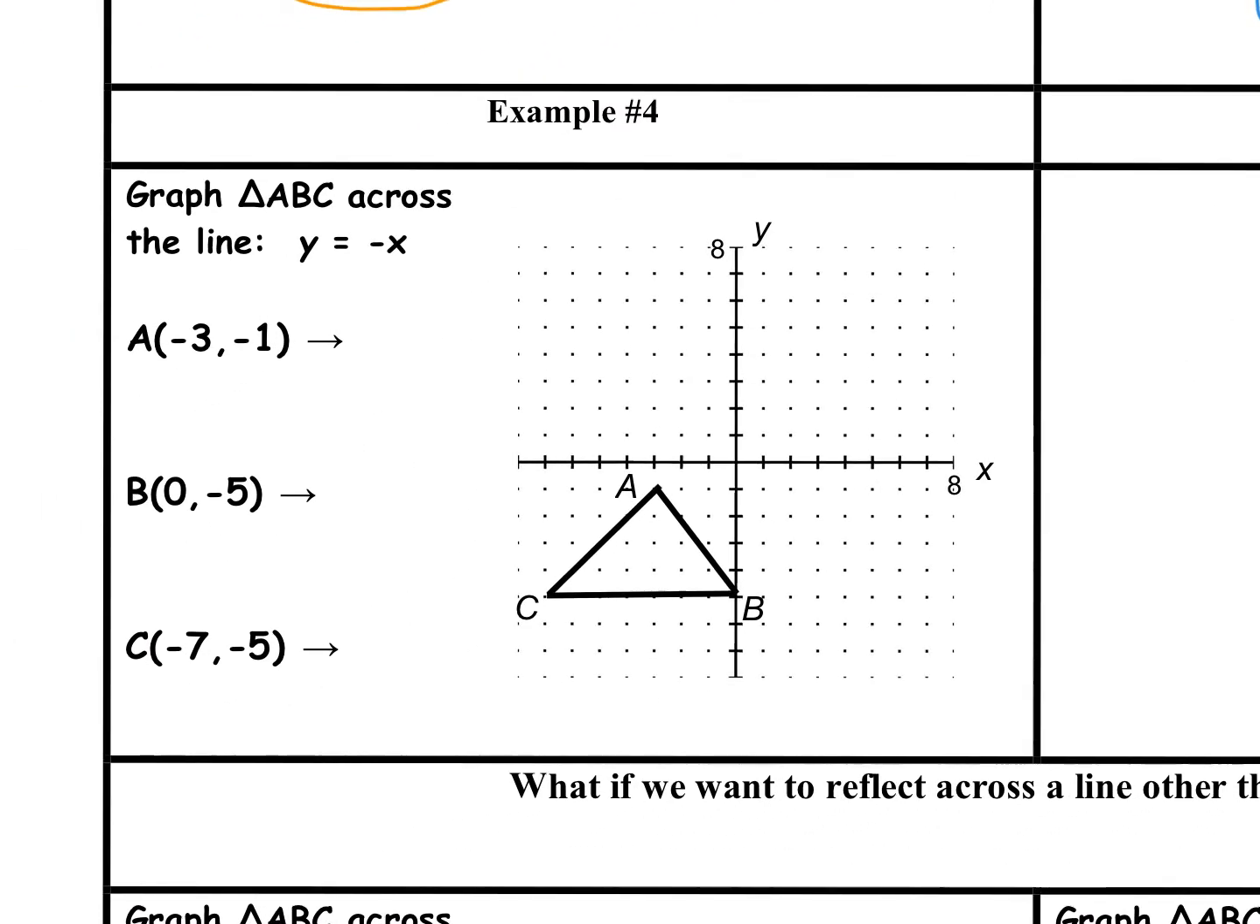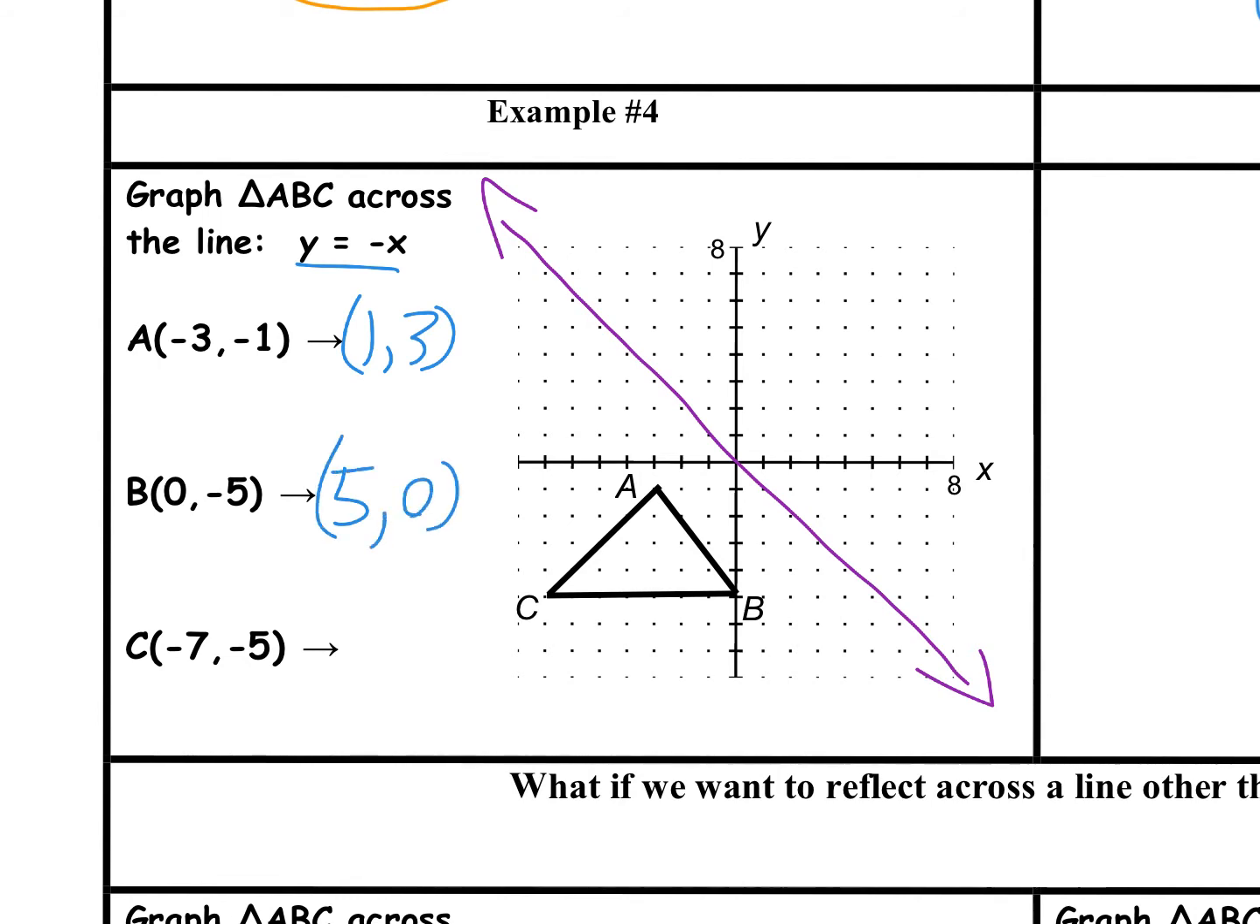Example 4. Similar sort of thing, except now we're looking at it in terms of our negative diagonal. Such that we are going to not only transpose our coordinates, we're also going to change the sign on both of them. Such that for A, that would become 1, 3. B would become 5, 0. And C would become 5, 7.